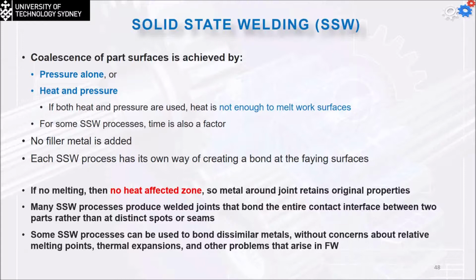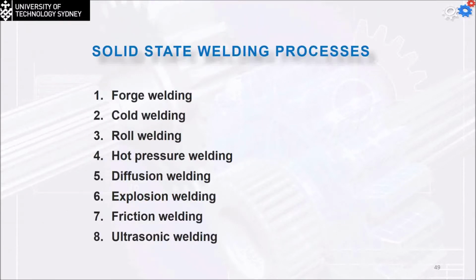Now, the first one is the oldest method, which is the forge welding. Also, we can do the cold welding, the roll welding, the hot pressure welding, the diffusion welding, the explosion welding, the friction welding, and the ultrasonic welding. So for the forge welding, simply we put the two parts together and start to hammer them. So just adding the pressure is going to be one part. And this is one of the oldest methods of the welding processes.